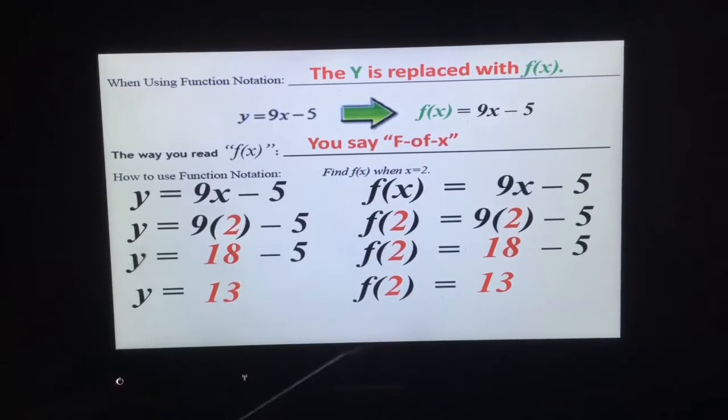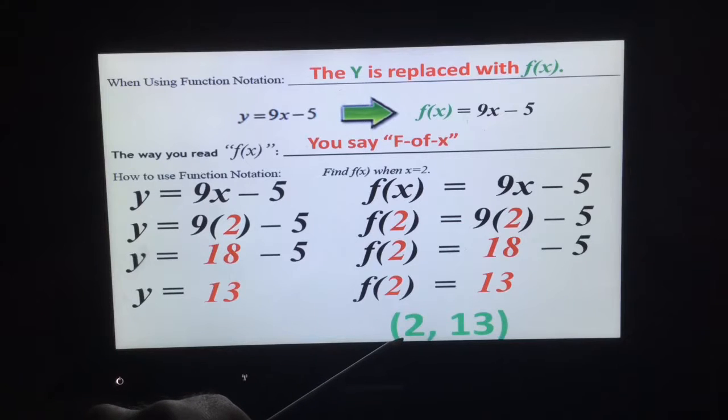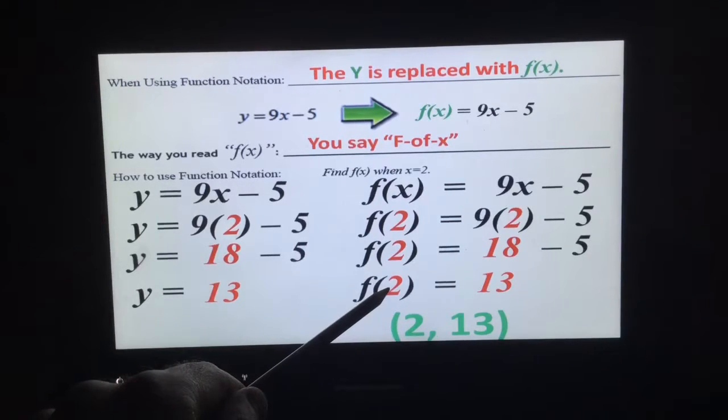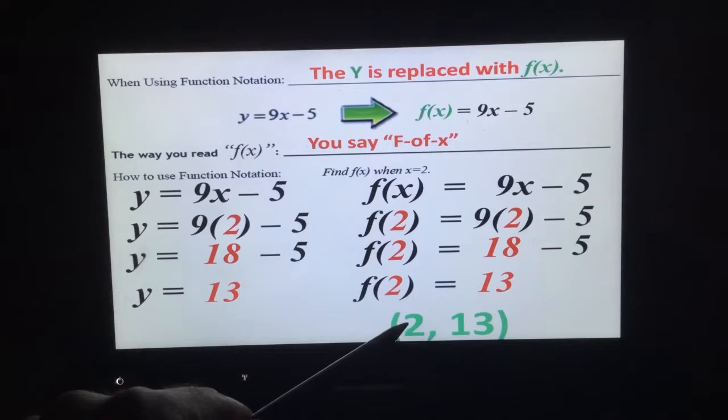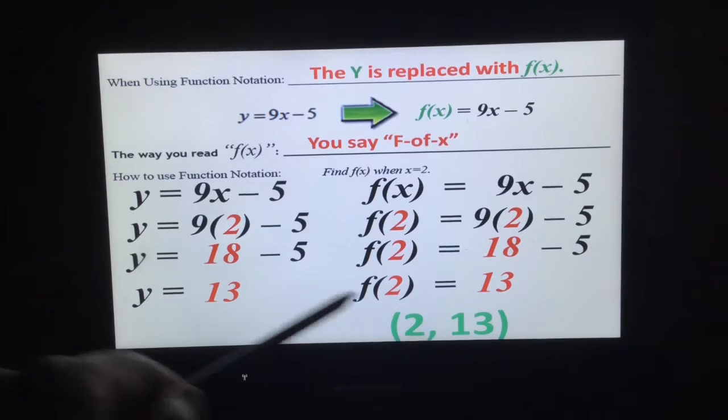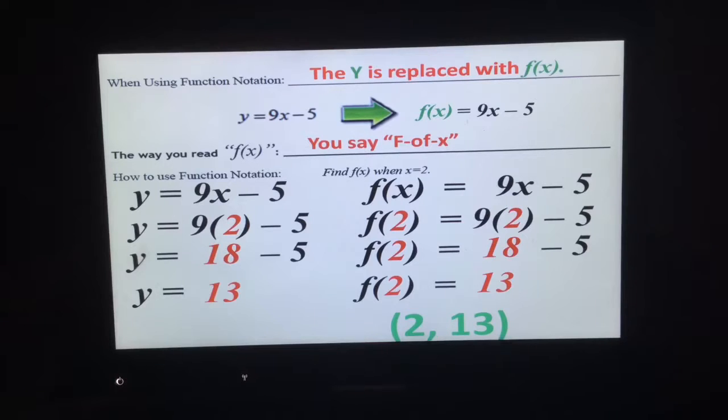Now the fact that we know this is that we can also write an ordered pair from this, because you can see the x is 2, and then the y is 13. So here's your ordered pair of (2, 13). Now we're going to do some more function notation on the next slide. If you need to press pause, go for it. Otherwise, I'm going to go ahead and go to the next slide.